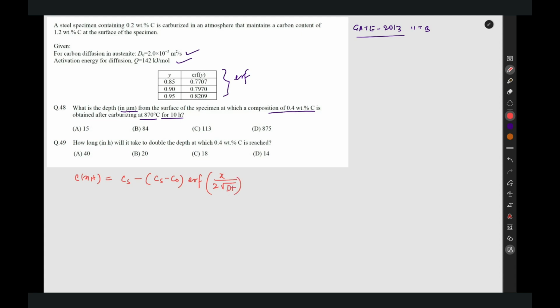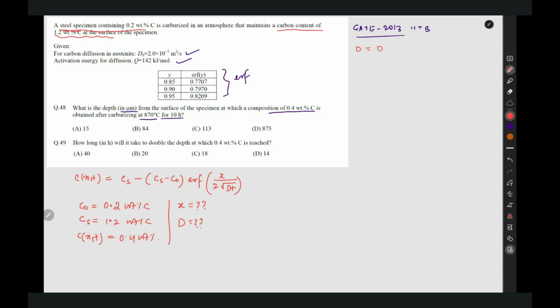First of all we will write the given information. The bulk concentration C0 is given as the steel specimen has 0.2 weight% carbon. Surface concentration Cs is given as 1.2 weight% carbon. C(x,t) is given as 0.4 weight% carbon. This is the carbon content where we have to determine the depth, so we have to determine x finally. Before that we also need to determine the value of diffusivity. So we will start with the diffusivity calculation.